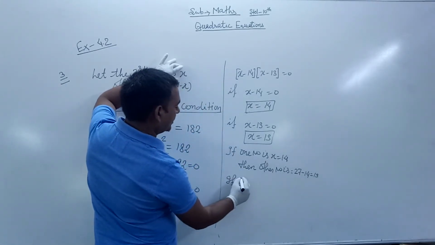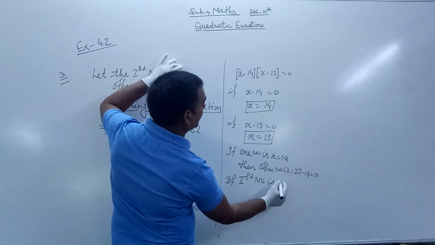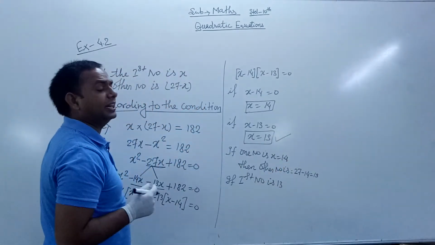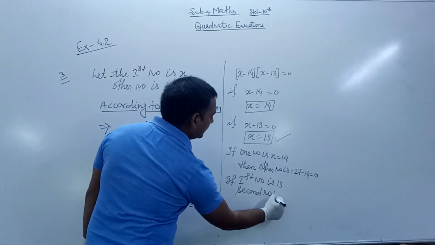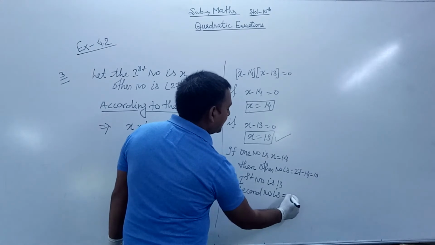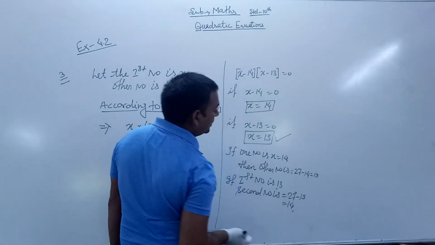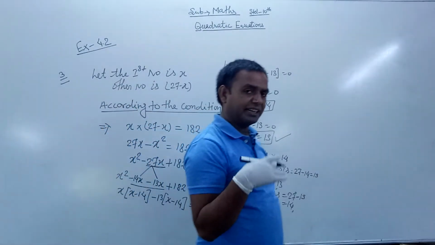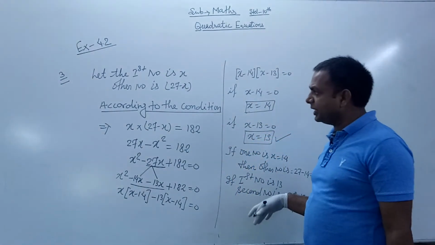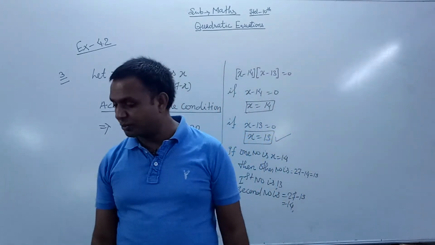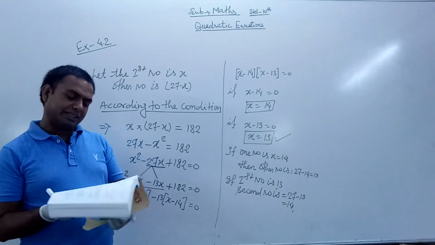If the first number is 13, because the other value of x is equal to 13, then the second number is 27 minus 13, and that is equal to 14. So if the first number is 13, then the second number is 14, and if the first number is 14, then the second number is 13. I think all of you understand these questions, and you can apply this method to solve the other questions also.